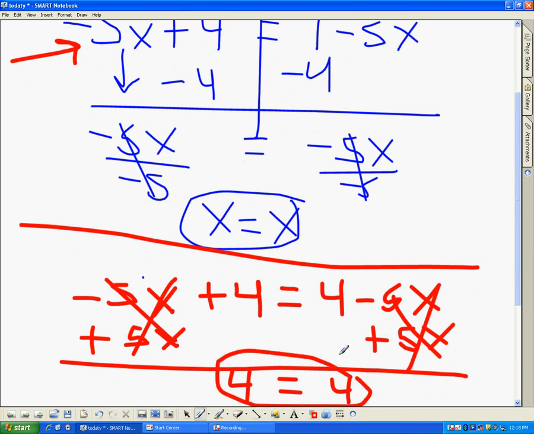So the point of that is, notice that you get the same thing on both sides regardless of how you solve it. Either I'm going to get x equals x or 4 equals 4. This is just to show you that either way you're going to get the same thing on the left and on the right. So that's why there are an infinite number of solutions to this equation.